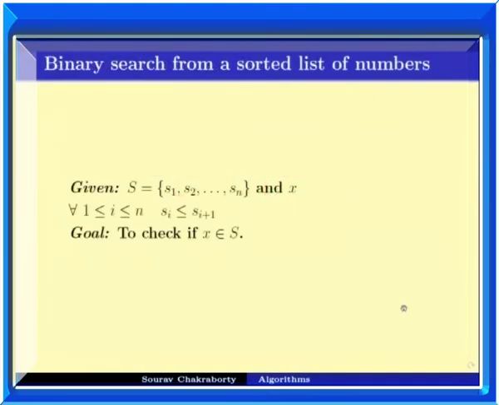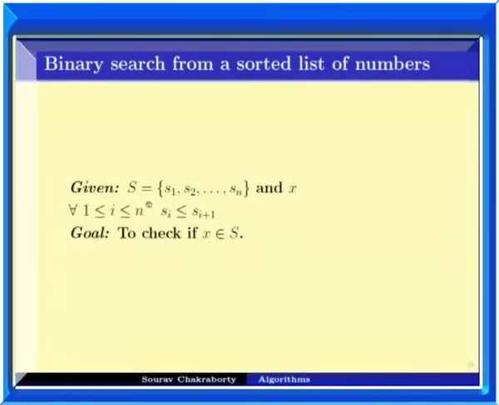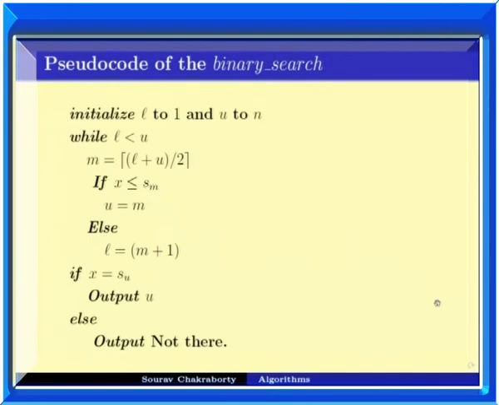So, let us see the pseudocode of it. We have been given this set S, which is S1 to Sn and an element x. This set S is ordered, in this case in the ascending order. In other words, for any i between 1 and n, Si is less than or equal to Si plus 1. So, this set S is in sorted increasing order, and we want to check if x is in this set S. And here is this algorithm.